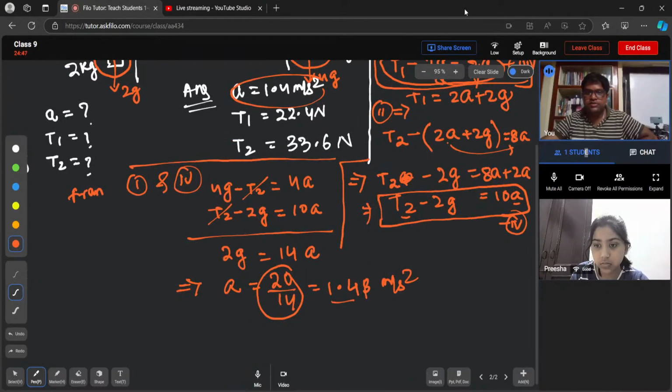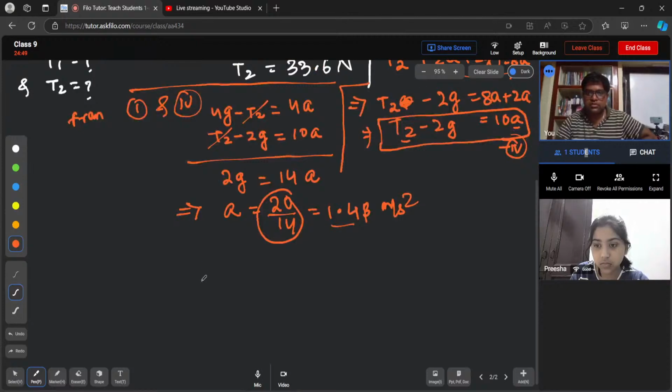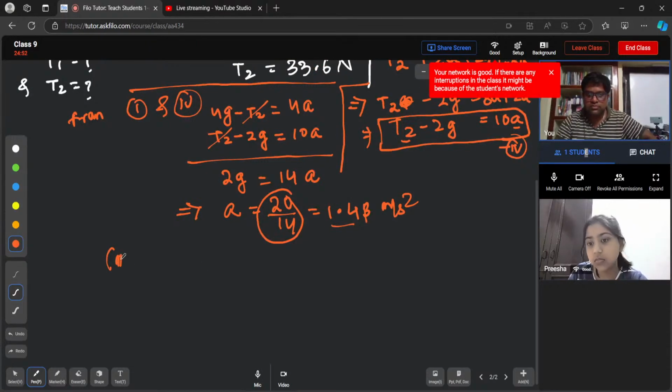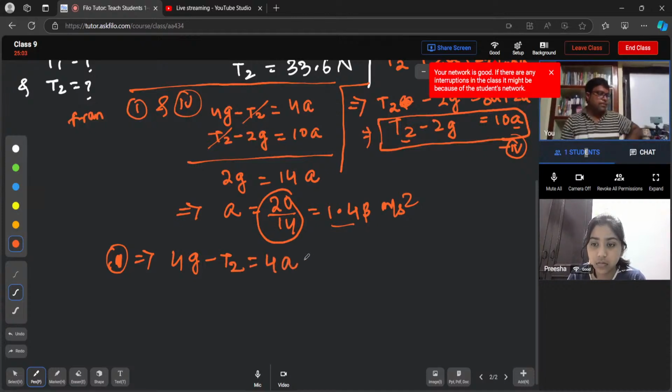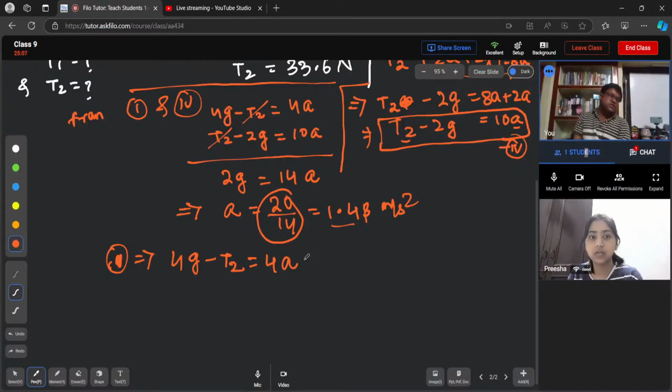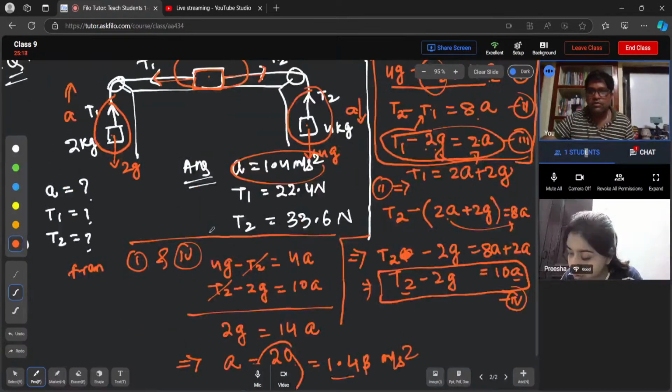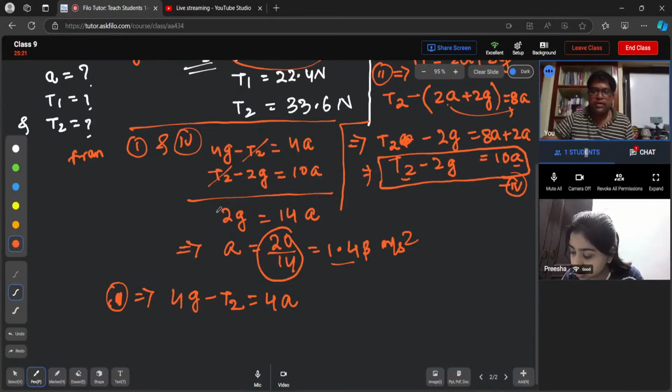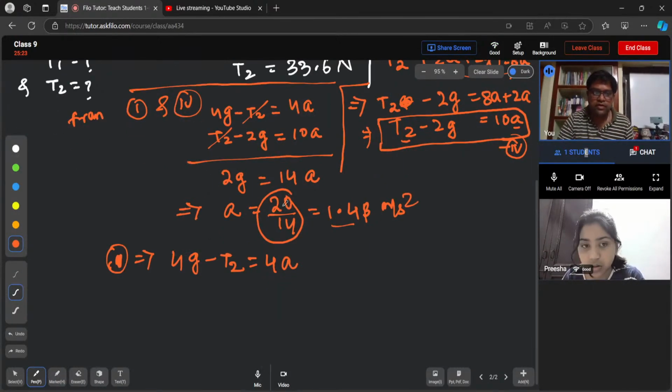So equation 1 is 4g minus T2 is 4a. This is your equation 1. Now the value of a we got, 20 by 14. So what will you write?